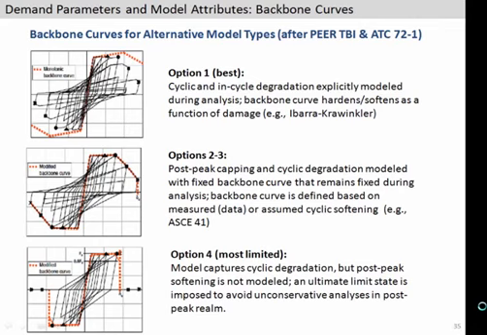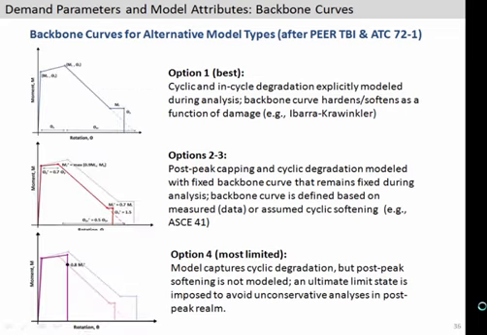Option 4 at the bottom would be the most limited. This is where you have a model that doesn't have that negative slope, so if you pushed it monotonically, it would keep increasing its resistance. And there you basically just have to cut it off. You could use that model up to the point at which the structure degrades, but your model doesn't. And so the ATC 72 document and some of the criteria in there give some guidance on modeling parameters for these different options.